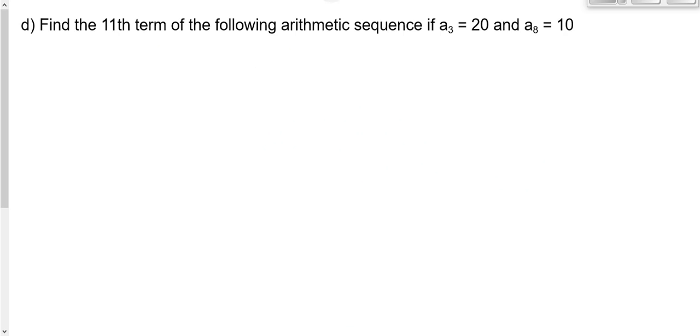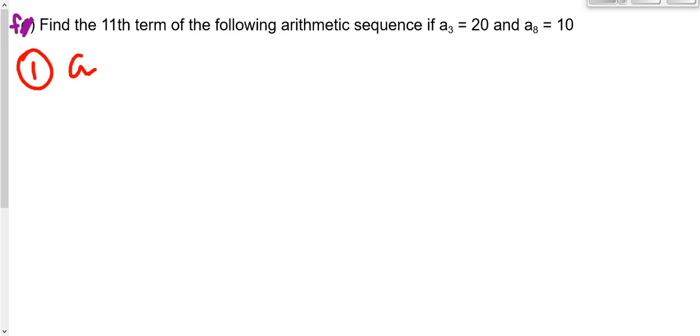Here's our last example. This is example F. Okay, so we are going to find the 11th term of this arithmetic sequence. The third term is 20, a sub 3 equals 20, and a sub 10 equals the number 8. So let's go ahead and do our 4 steps in order to figure out what the answer is here. We're going to start by writing 2 equations. So step 1, write 2 equations.